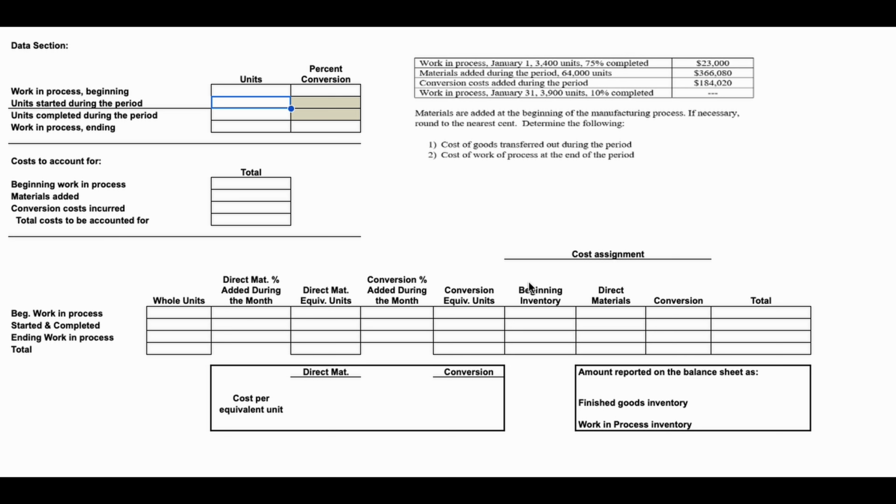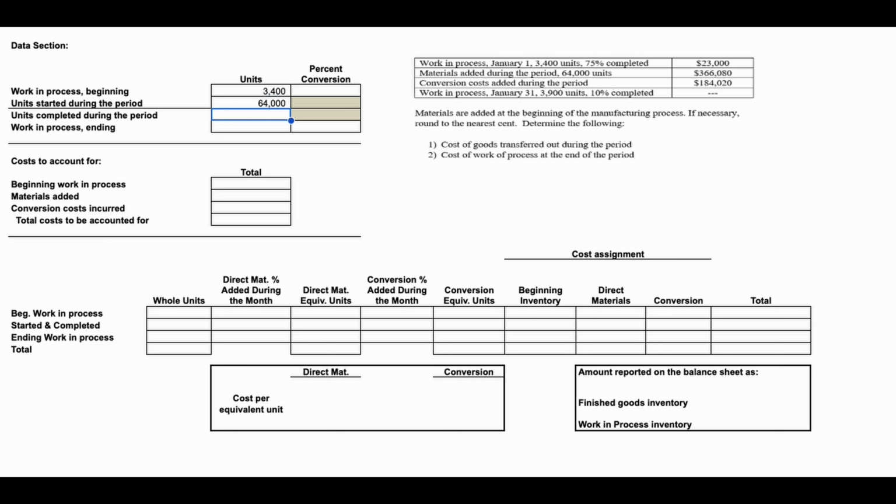The best way to do this, we go back to see what we just did, and we're going to start a chart that looks pretty similar. So we're going to start with our work in process beginning, which is 3,400 units. Then we include our units starting during the period. This told us we started 64,000 units.